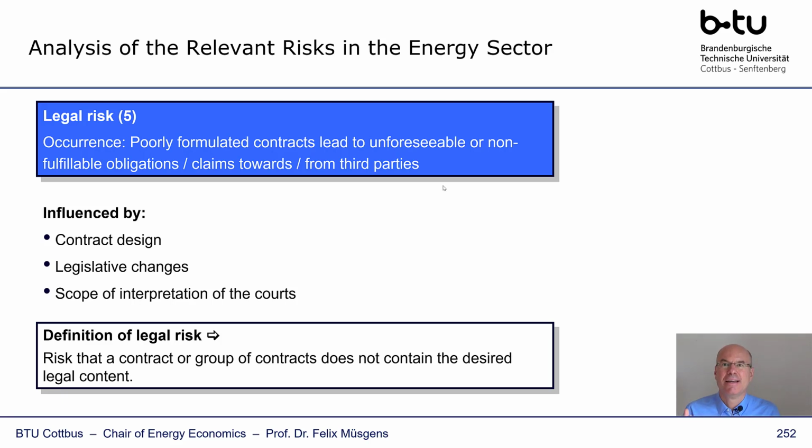So, there are legal risks associated with these energy contracts. The risk is influenced by contract design, how well you specify what's traded in the contract, changes in the environment and the market, as I just described, but also in legislation and the scope of interpretation of the courts. Of course, if you have an arbitration, it totally depends on what the court decides. Okay, so the definition of legal risk: the risk that a contract or a group of contracts does not contain the desired legal content.